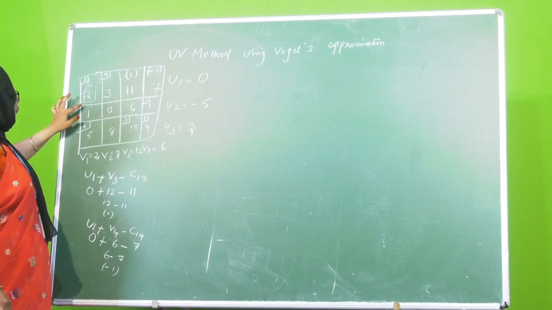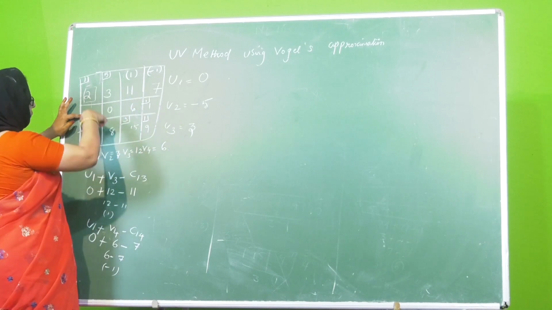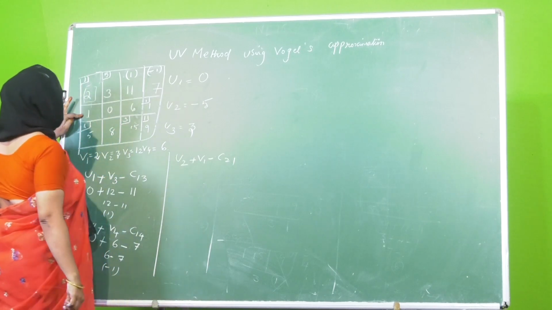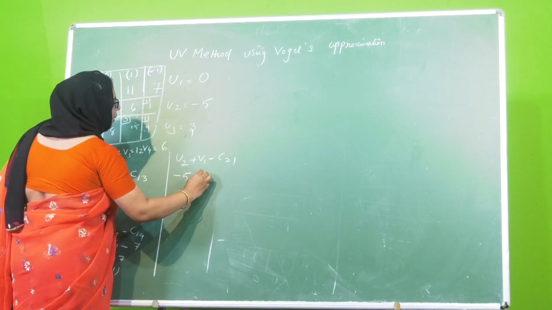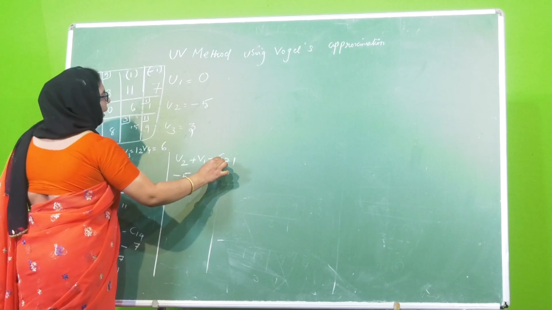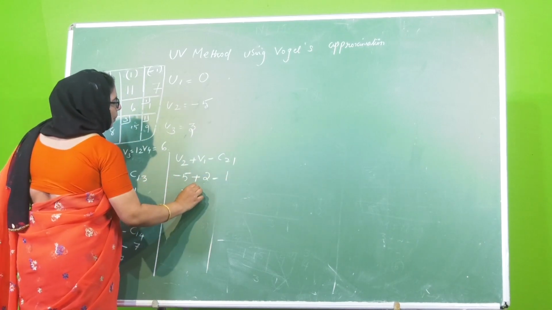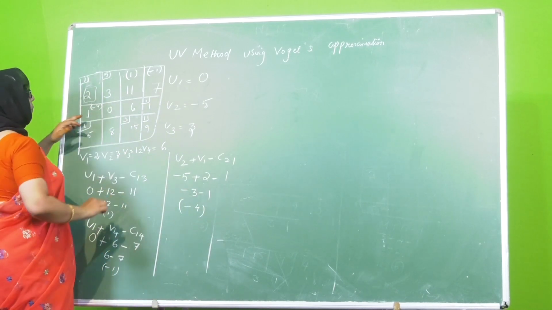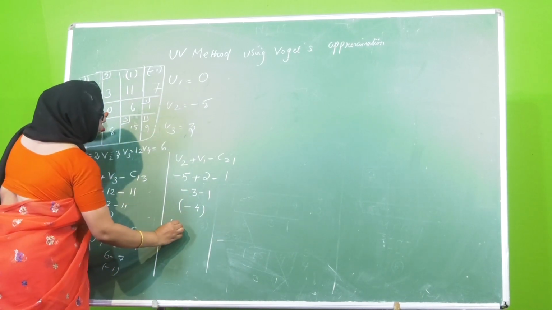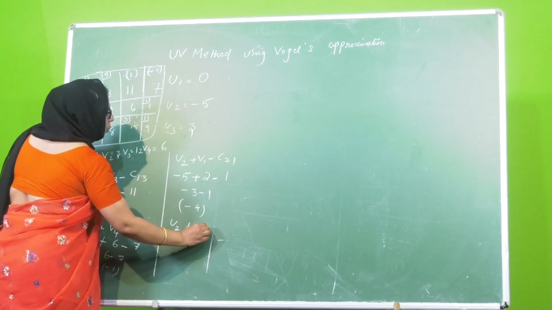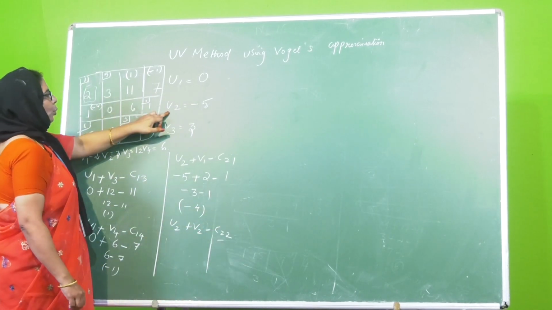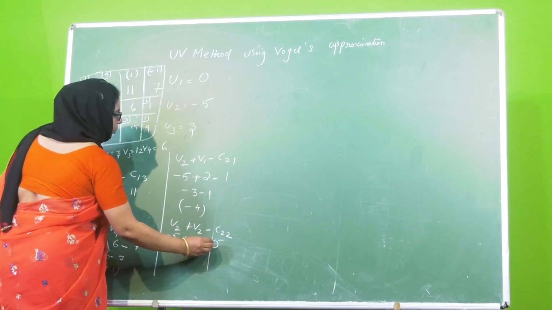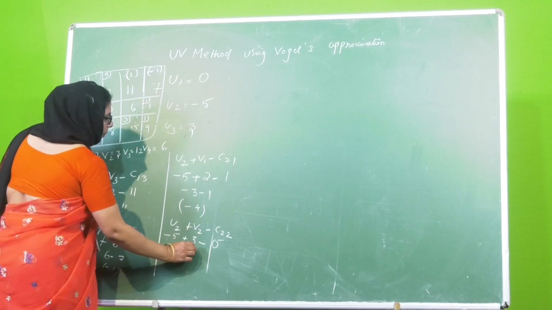And similarly for the second row, first column, that is U2 plus V1 minus C21. So U2 is minus 5, plus V1 is 2, minus C21 is 1. That is minus 3 minus 1, minus 4. Similarly for U2 plus V2 minus C22: U2 is minus 5, V2 is 3, minus C22 which is 0. That is minus 2.